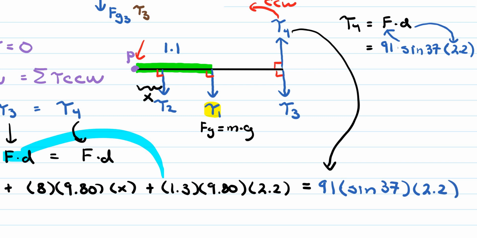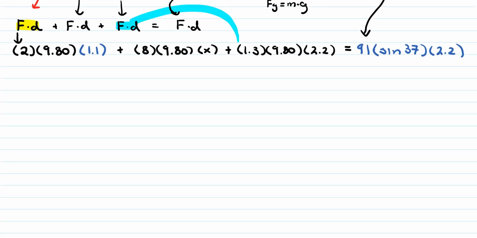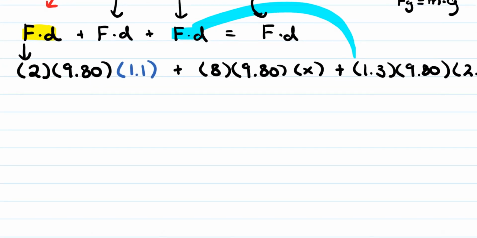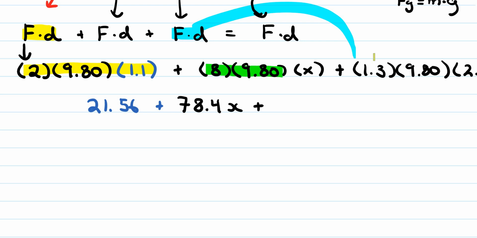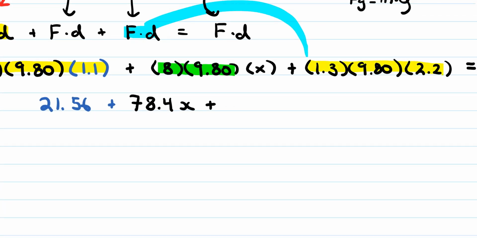A lot of information there, and now we have to go to our calculators to finish off the rest of the problem. If I zoom in and start calculating these numbers, this times that is going to be 21.56, plus, if I multiply 8 times 9.80, that's about 78.4x, plus the third torque expression here. If I multiply all those three numbers together, that should be roughly 28.028.